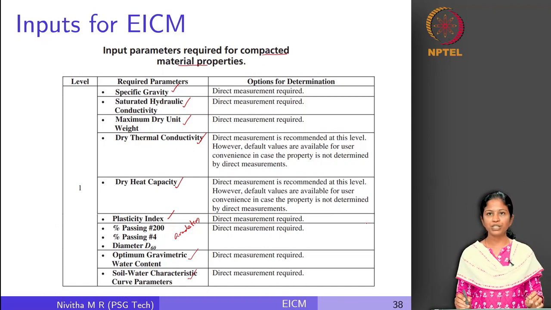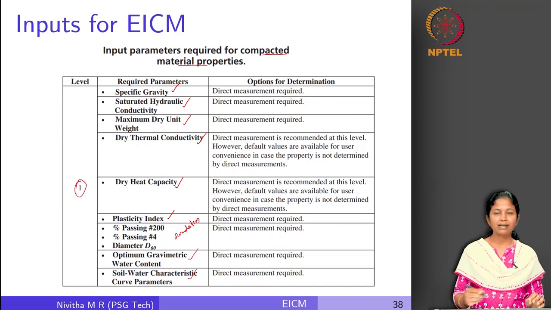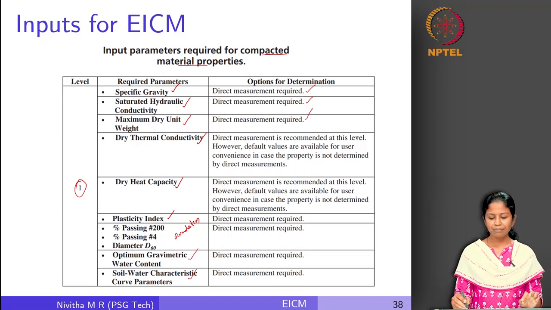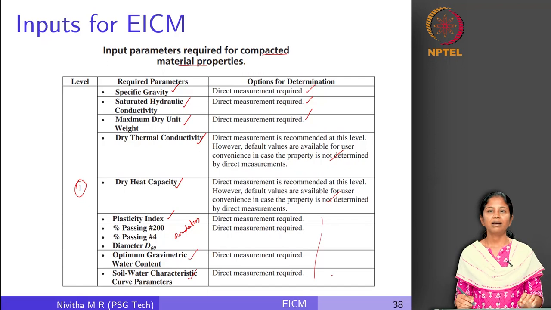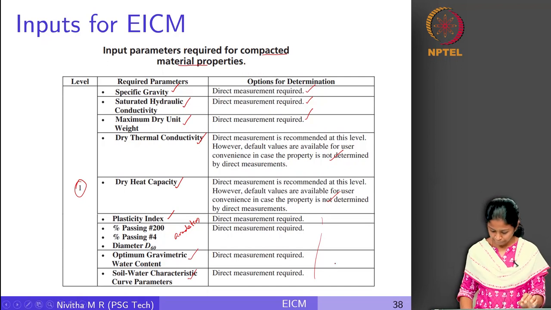Now, what are the options for determination? We see that it is a level 1 type of data. So, direct measurements are required for all these cases. For thermal conductivity, direct measurement is recommended, but if we do not have values, we can also use the default values or take it from any other literature. Similarly, for heat capacity, for all other cases, direct measurement is recommended.